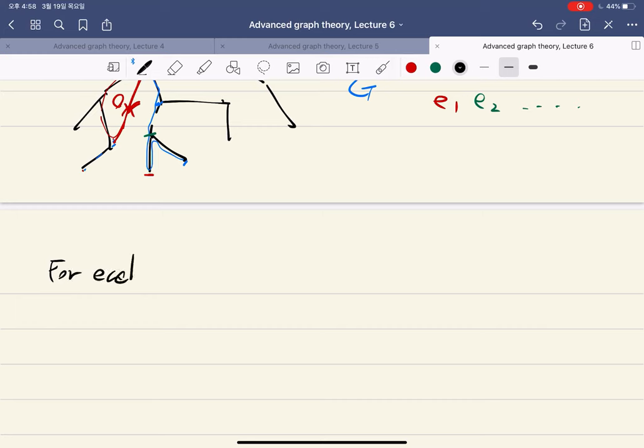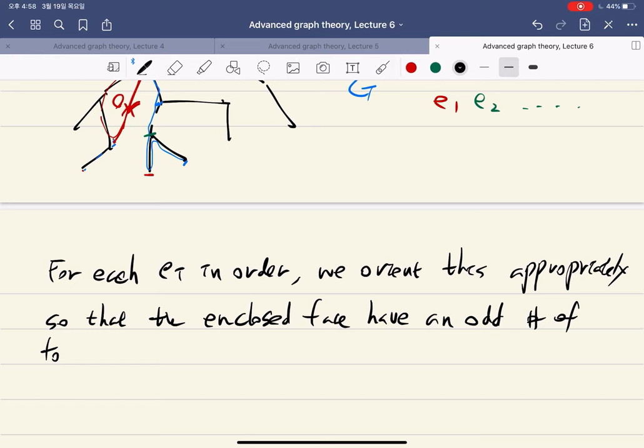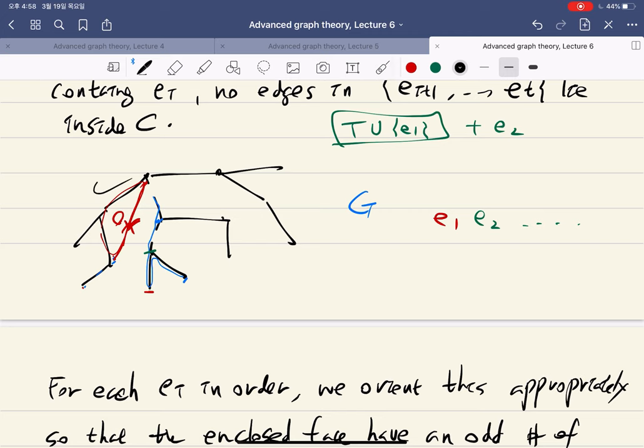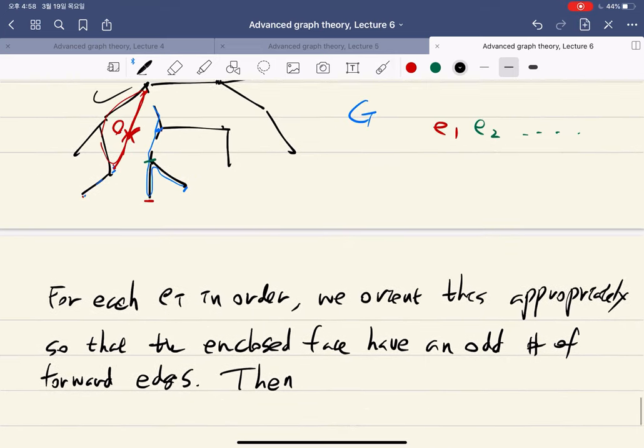So for each Ei in order, we orient this appropriately so that the enclosed face has an odd number of forward clockwise arcs. Then every time you only have to consider one face. So you can always do this.